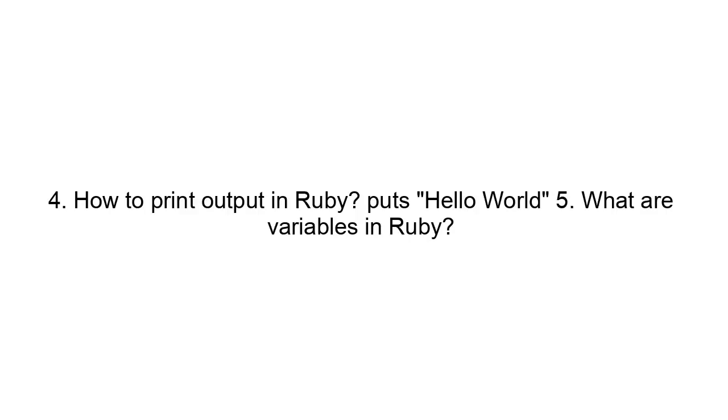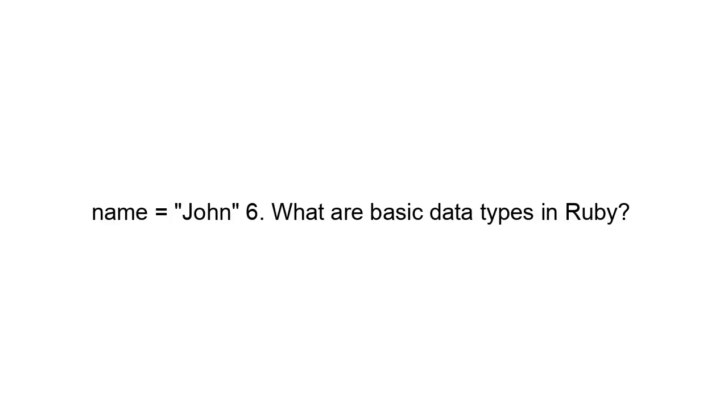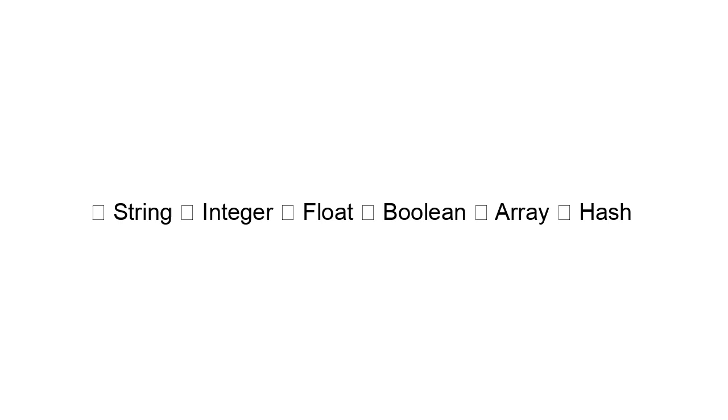RB. 4. How to print output in Ruby? Puts "Hello World". 5. What are variables in Ruby? Containers for storing data. Example: name = "John". 6. What are basic data types in Ruby? String, integer, float, boolean, array, hash.